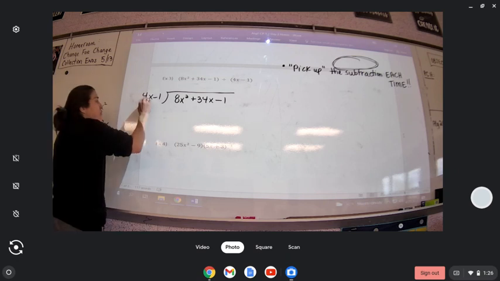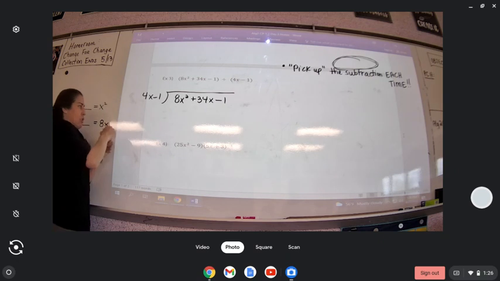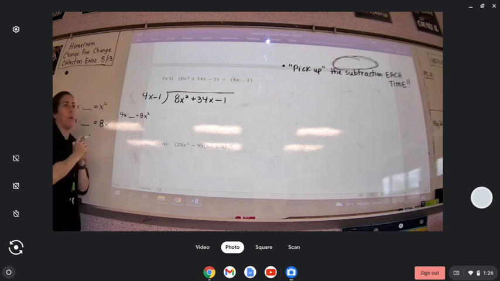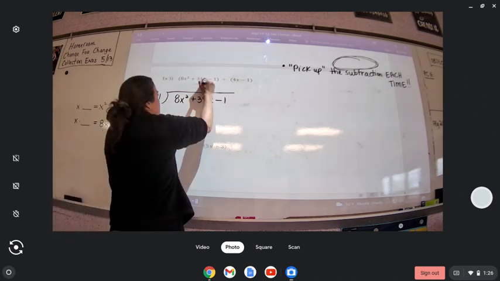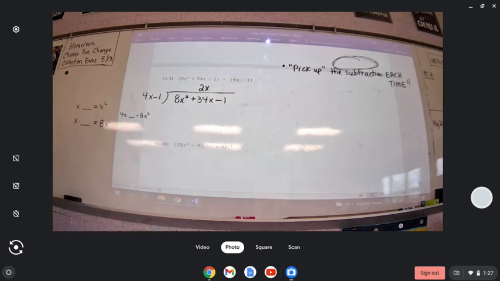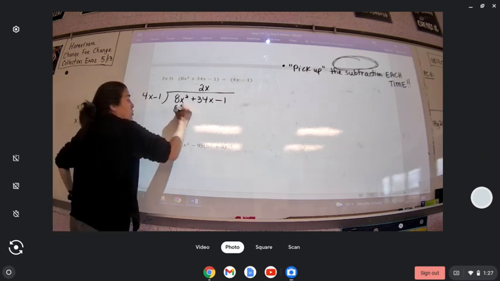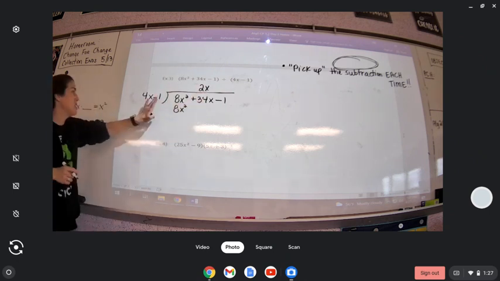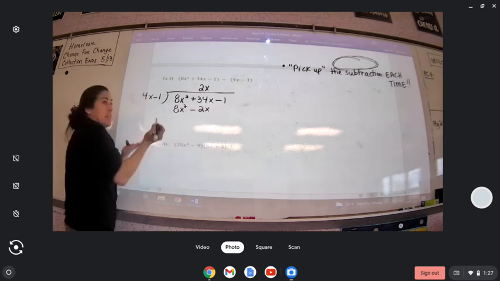How many times can 4x go into 8x squared? 4x times what gets you an 8x squared? A 2x. So above your x's, give yourself a positive 2x. All right, now we multiply them in. What is 2x times 4x? 8x squared. The fronts have to match. All right, what is 2x times negative 1? Negative 2x. Now we subtract.